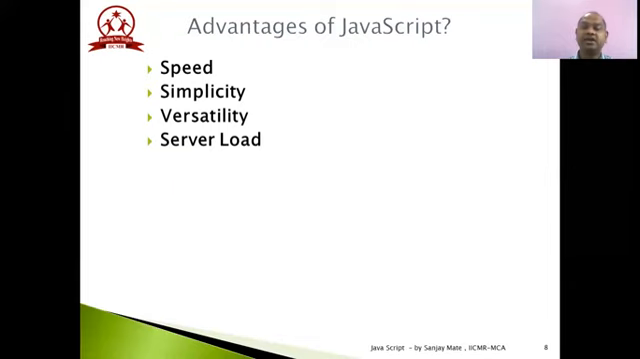Next is versatility. Versatility means what? This language can be embedded in many other languages, and you can use it for many web applications. And the last is server load. Now you are totally reducing the server load. Whatever processing you can do on the data can be done at the client side. So server load gets reduced in JavaScript.